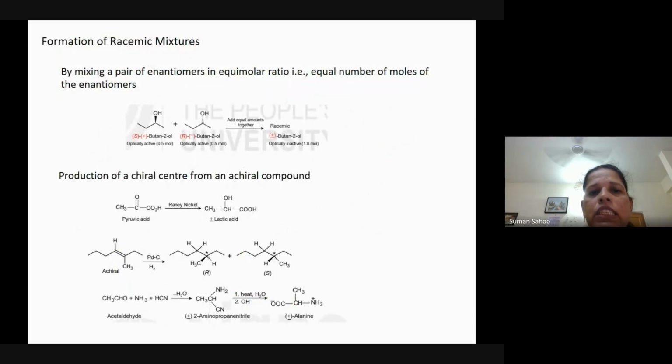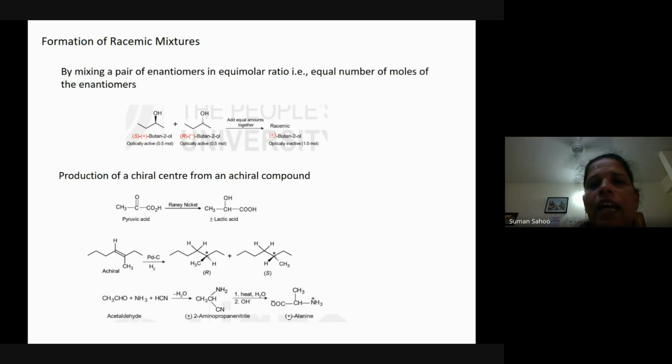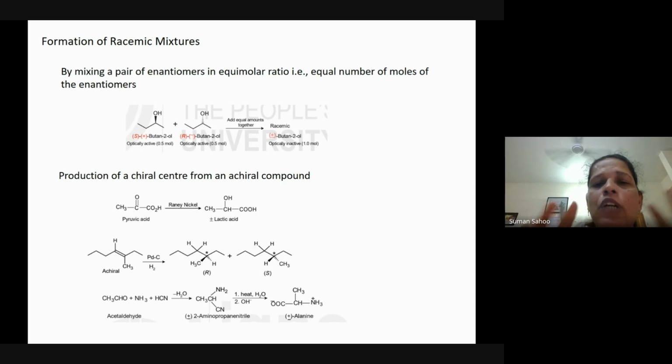So how are these racemic mixtures formed? These racemic mixtures are formed by mixing a pair of enantiomers in equimolar ratio. So if we take S-butanol and R-butanol and add them in the same molar ratio, 0.5 mole and 0.5 mole, that would give you a racemic mixture.